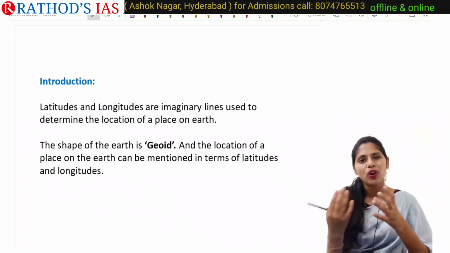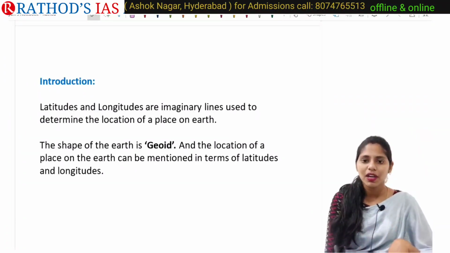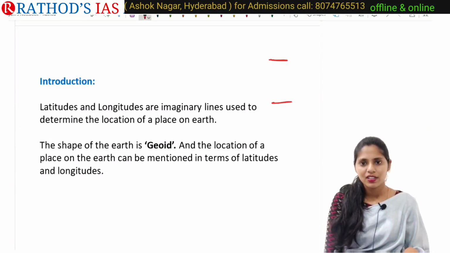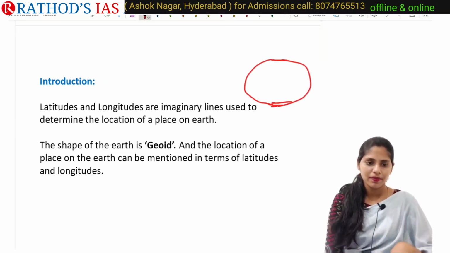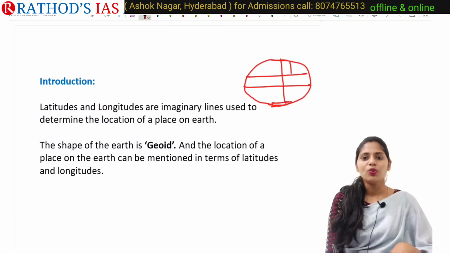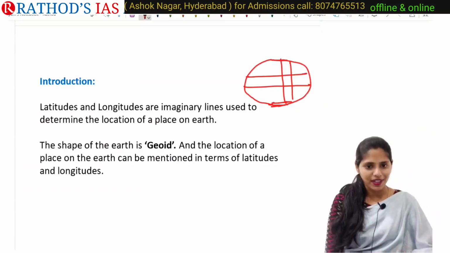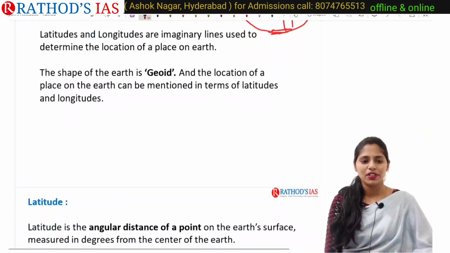As you all know, what is the shape of the earth? That is geoid shape, meaning towards the poles it is flattened, and at its center it is bulging like this. So this is the shape of our earth, the geoid shape. What happens if we do not use these imaginary lines called latitudes and longitudes? We don't know the exact location of a place. We use these imaginary lines mainly to determine the location of a place on the earth. So this is some introduction.